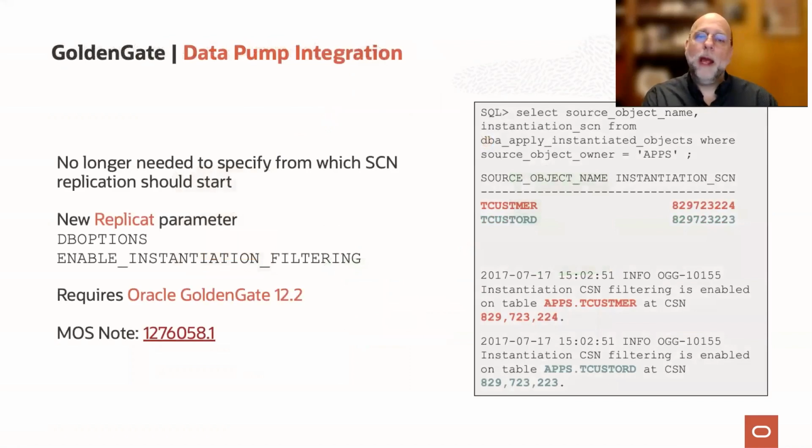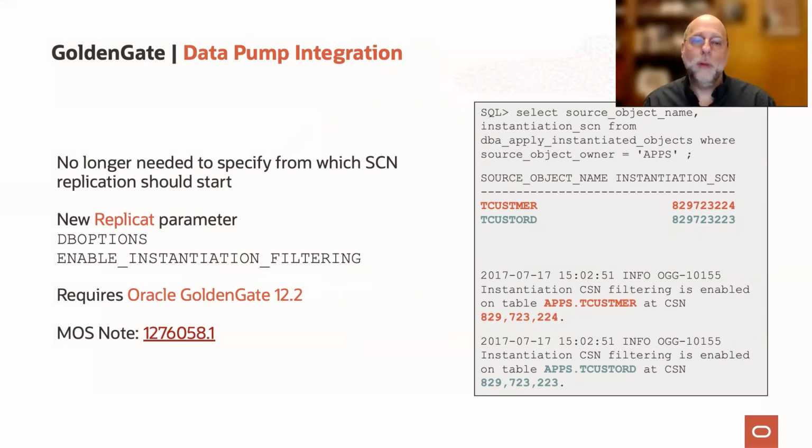I mentioned way back when we talked about Data Pump that when you're migrating, you had to have a consistent export. Well, with GoldenGate, you don't have to have that consistent export and accumulate undo for the length of your Data Pump export, because starting in 12.2, GoldenGate has what it calls instantiation filtering tied into Data Pump. In other words, it keeps track of the SCN at which Data Pump exported a table, and then it plays back operations on that table only starting at that SCN.